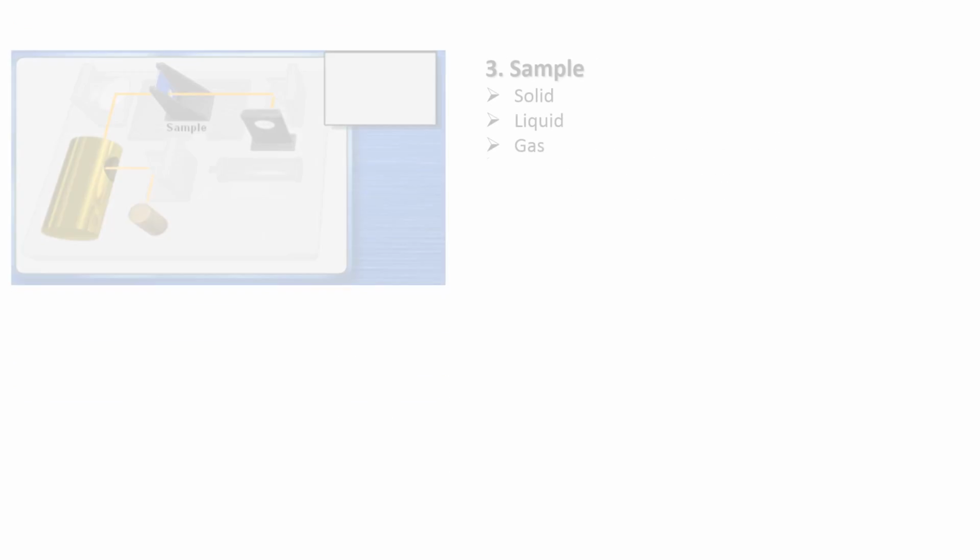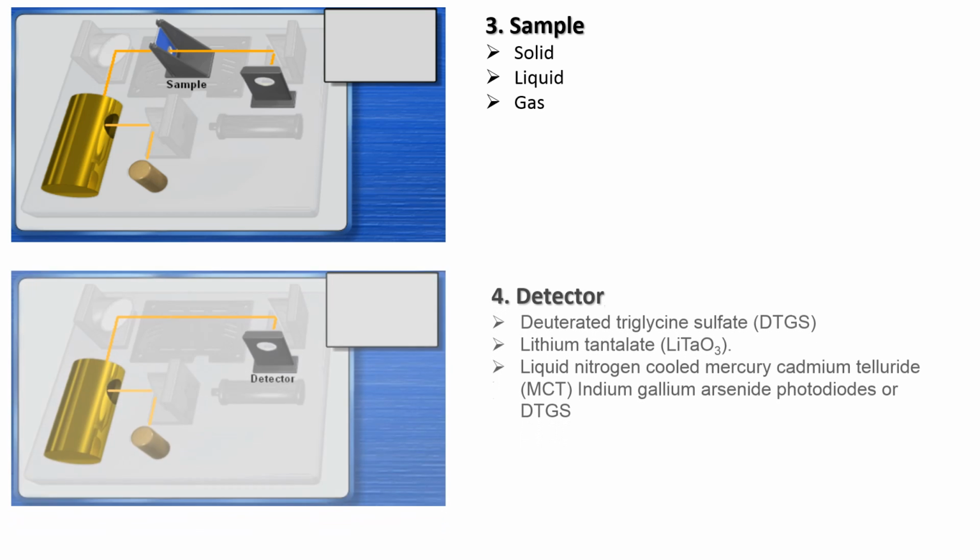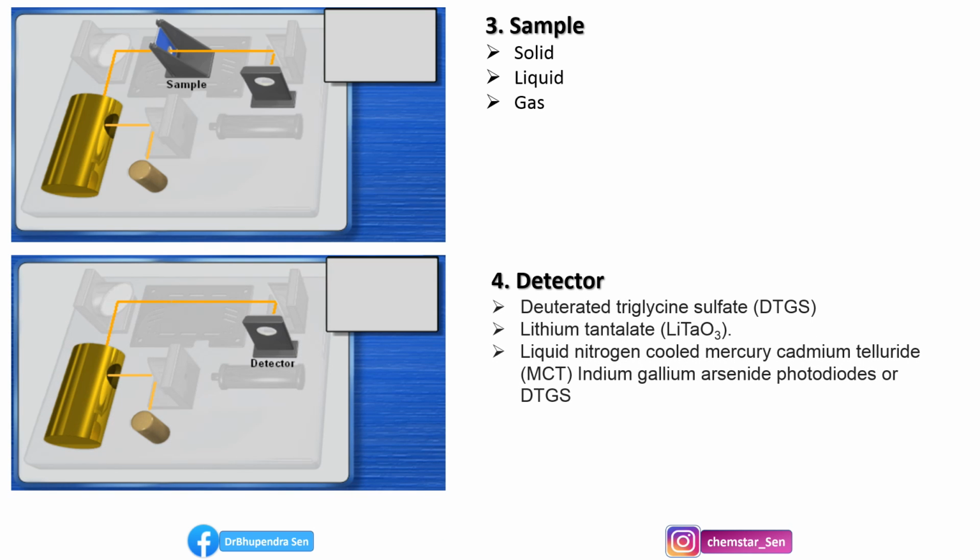Next is the sample. Any sample, whether solid, liquid or gas, can be analyzed through FTIR. Next is the detector. It detects the transmitted light and reveals how much light is absorbed by the sample. There are many types of detectors which can be used in FTIR, which are shown in this slide. Let's see how the FTIR works and how we get the IR spectrum.